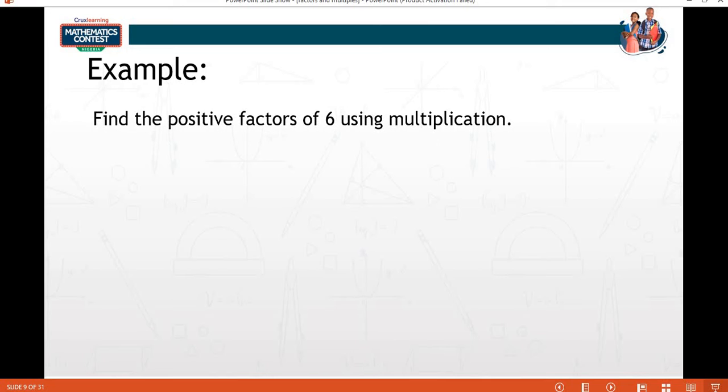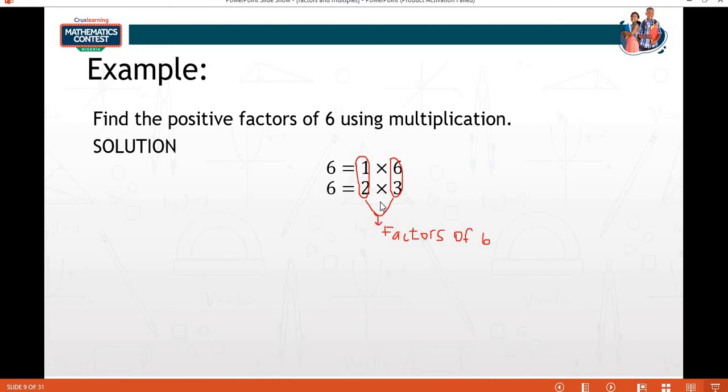So let's do it using 6 again. 2 numbers that can multiply to give us 6. We have 6 is equal to 1 times 6, and 6 again is equal to 2 times 3. Is there any other? I don't think so. So these are the factors. 1, 2, 3, 6 are the factors of 6. These are the ways you can find your factors: division method and multiplication method.